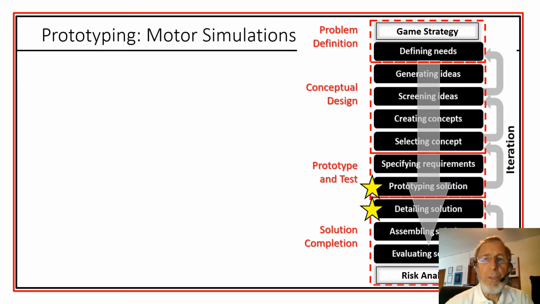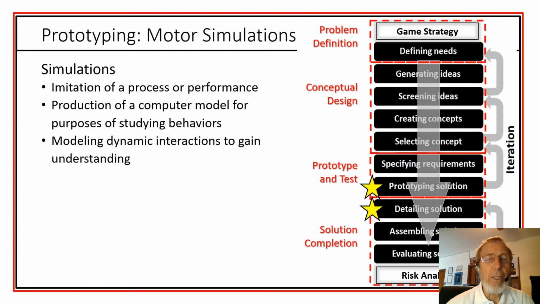As we move through the design process, we're now at the stage of prototyping and testing in order to make detailed decisions for our design solution. We're going to talk today about using simulations or math modeling to help in this process of making these detailed decisions. What is a simulation? A simulation is simply imitating a process or performance.